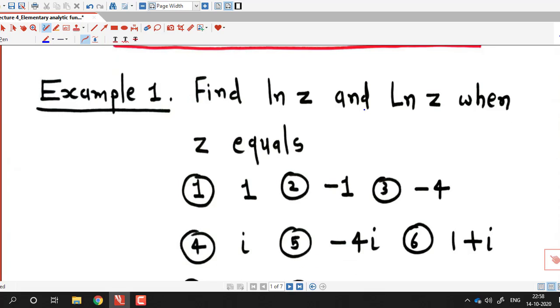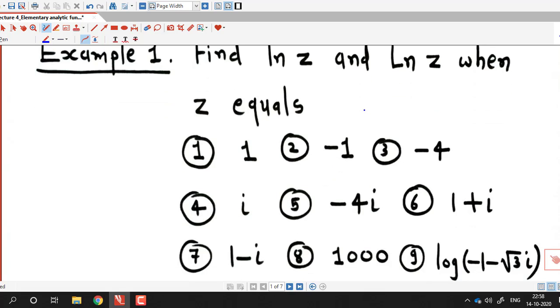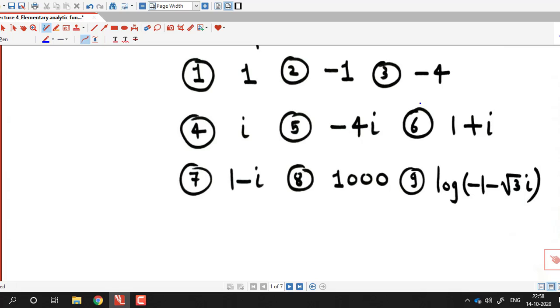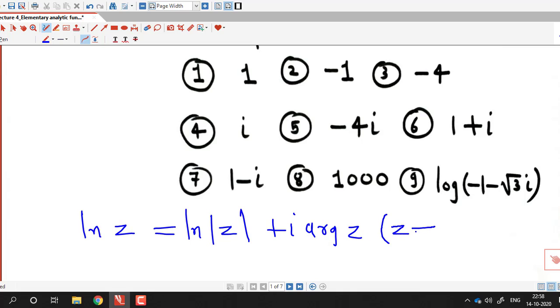So let us start with example number 1. Here we are given some complex numbers and we have to decide their natural logarithm ln z as well as the principal value of the natural logarithm, denoted by capital Ln z. Again we write the definition: ln z is log mod z plus i into argument of z, and it is defined for every non-zero complex number.